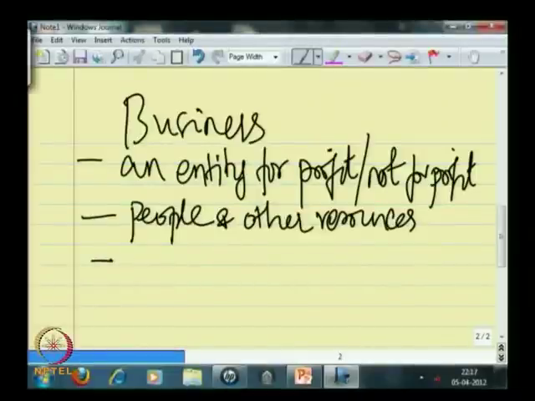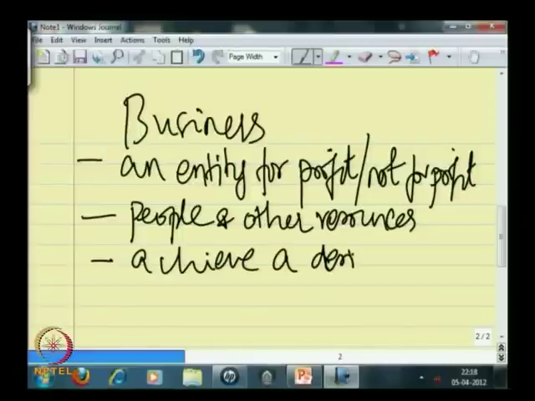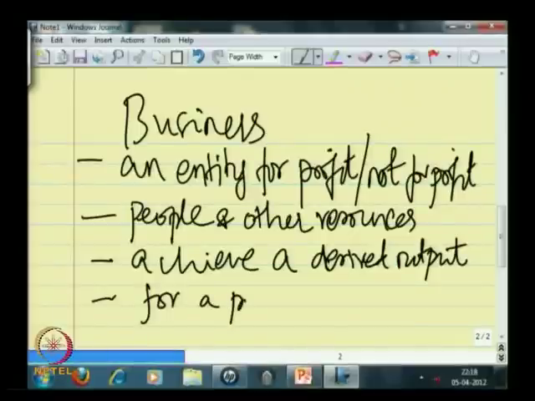Thirdly, the entity that exists that engages human and non-human resources needs to function for a desired output, and hence they have a goal to achieve a desired output. An output essentially is an end product of a series of processes starting from the input stage. So a business has a set of input that gets converted into a desired output, and that output definitely is for a public or private benefit.